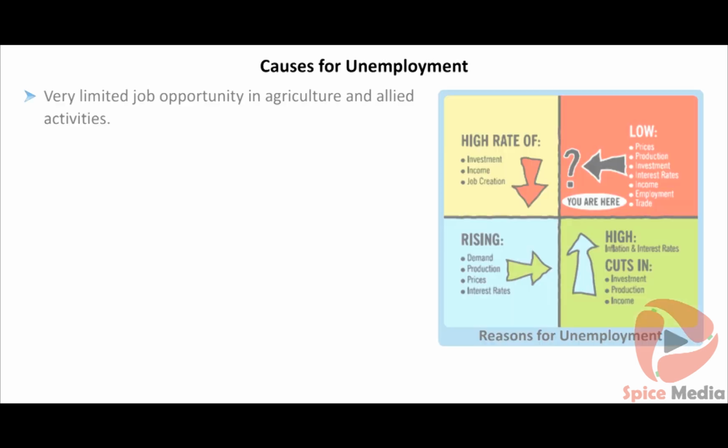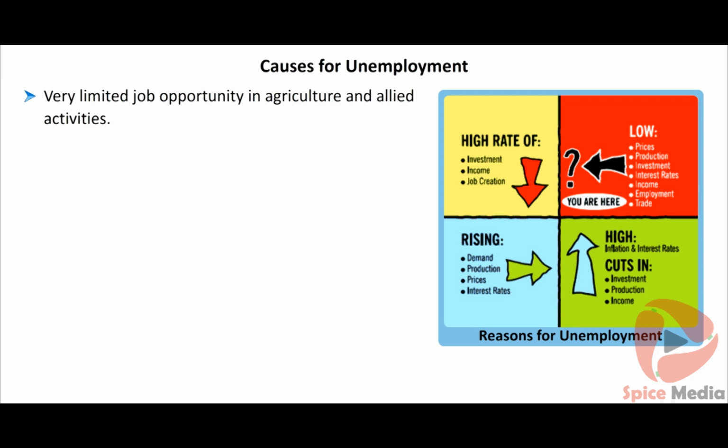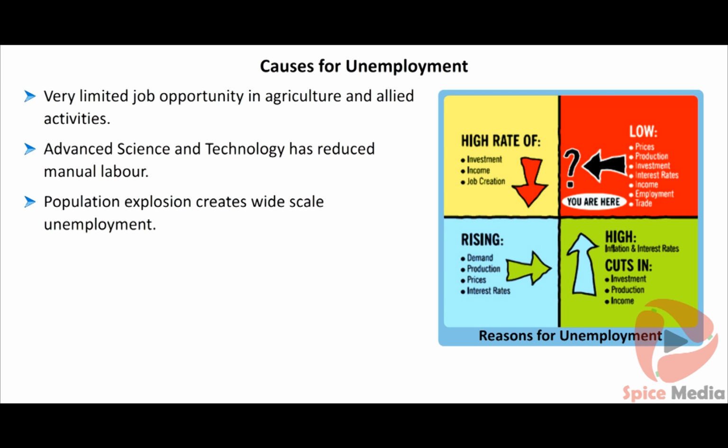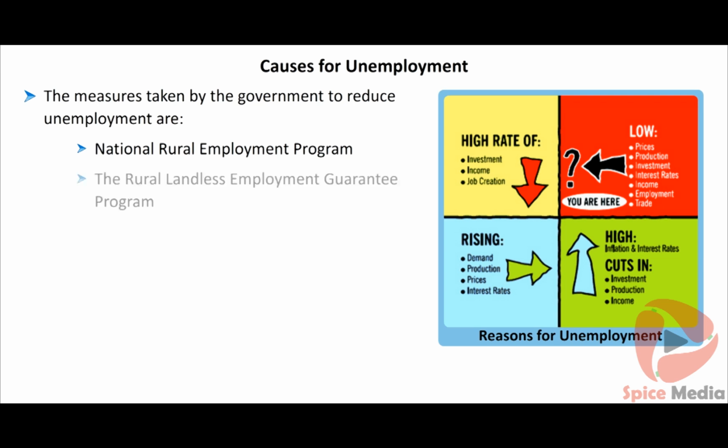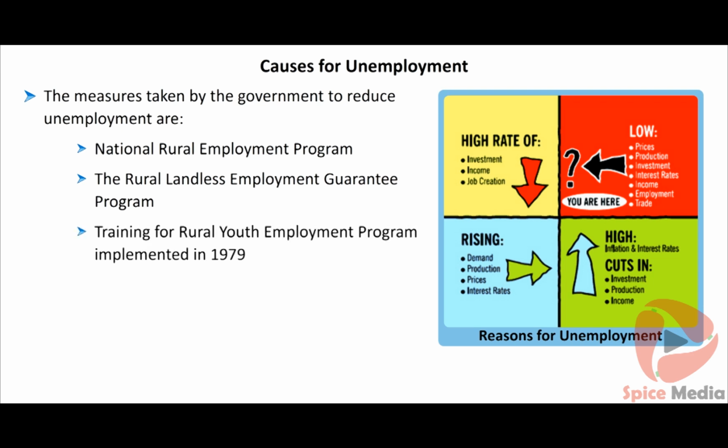Causes for unemployment: very limited job opportunity in agriculture and allied activities. Advanced science and technology has reduced manual labor. Population explosion creates wide-scale unemployment. The measures taken to reduce unemployment are the National Rural Employment Program, implemented in 1980, which generated numerous employment opportunities. The Rural Landless Employment Guarantee Program assured that one person of a landless family had employment for 100 days in a year. The Training for Rural Youth Employment Program, implemented in 1979, generated opportunity for self-employment. Financial assistance to rural areas is done through Jawahar Rozgar Yojana, introduced in 1989.